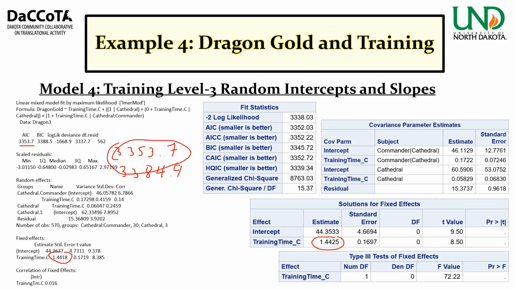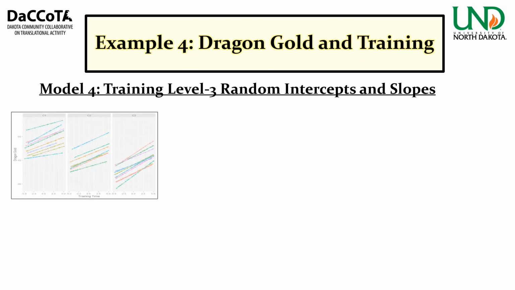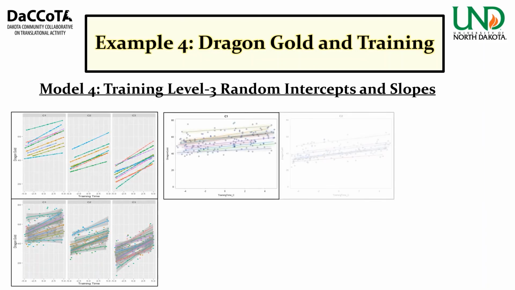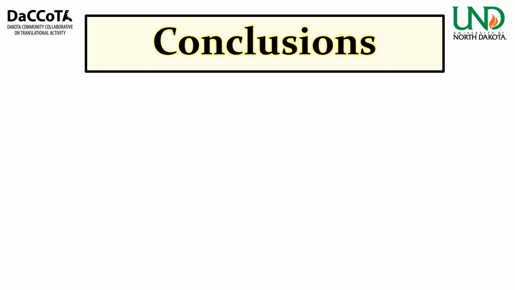There we go. Slope wasn't dramatically different, but you can see it in action. Any way you slice it, dragon gold acquired increased as training time increased. So that was an exciting dragon-infused set of examples.